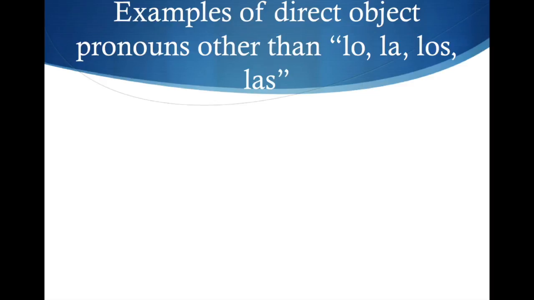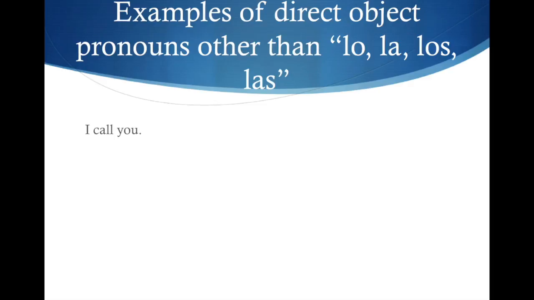So we've talked a lot about direct object pronouns using lo, la, los, and las, but I want to make it clear that we also have other direct object pronouns that can be used, such as me, te, nos, and os. So here are a couple of examples using pronouns other than lo, la, los, and las.